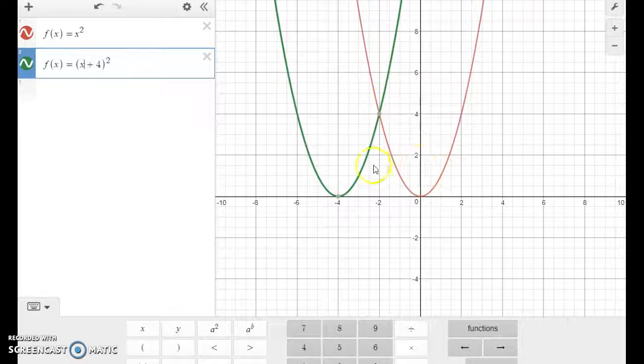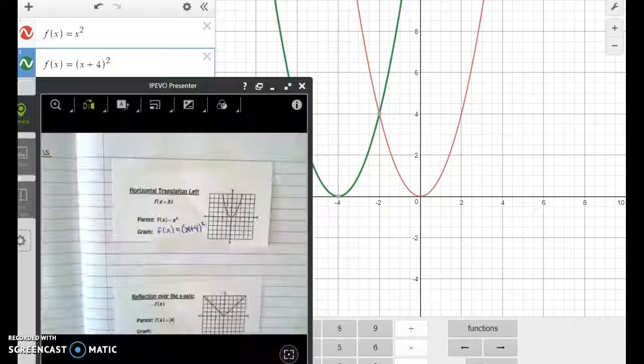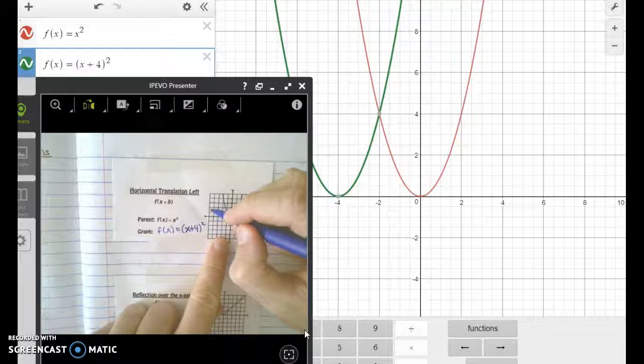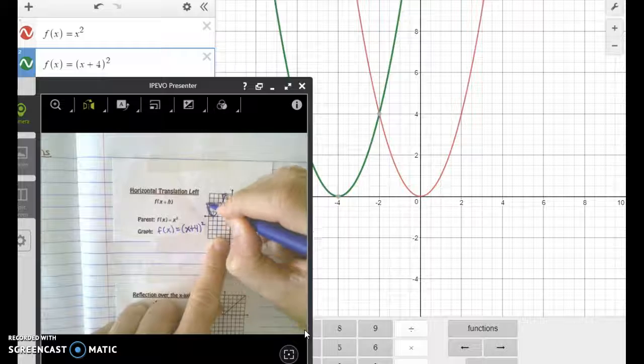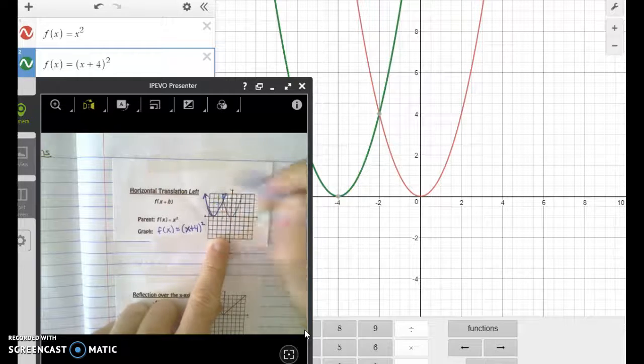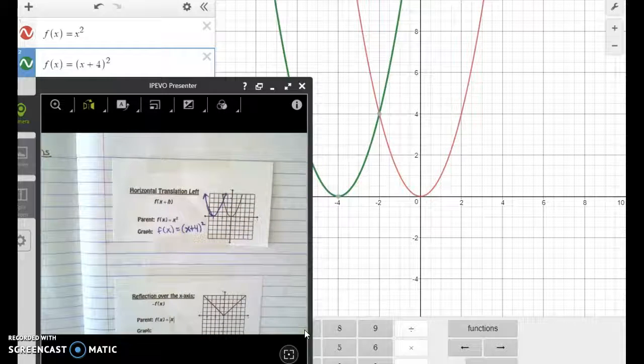So notice, now this one's green, I started here with my red one, and when I put plus 4 inside and then squared it, it shifts it to the left 4 spaces. So adding 4 goes to the left 4 spaces. So I can draw a picture of my graph. I'm moving the U to the 4 there. I kind of had to draw off the graph, but it moved 4 to the left.